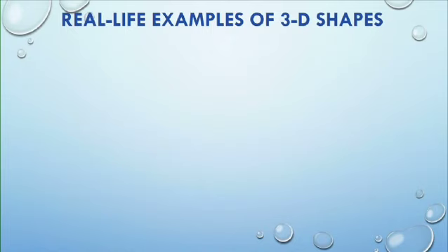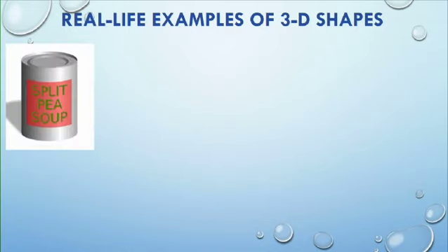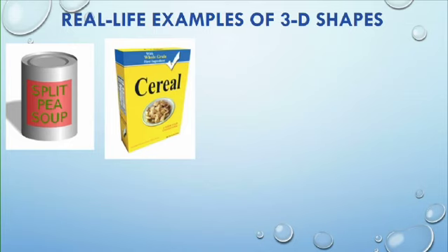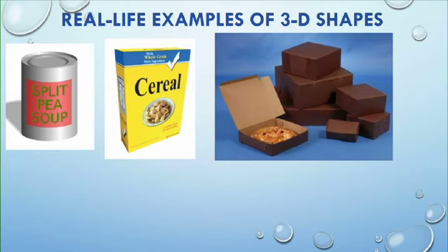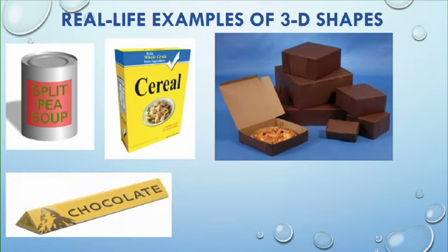Let us consider some real-life examples of 3D shapes. Where can you see 3D shapes in our everyday life? For example, this is a can of soup which is in the shape of a cylinder. You have a box of cereal which is in the form of a cuboid. These are boxes of pizza, which are also in the shape of a cuboid. You have a chocolate box, which is in the form of a triangular prism.